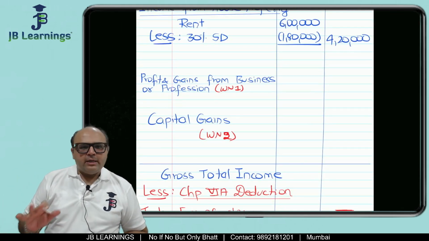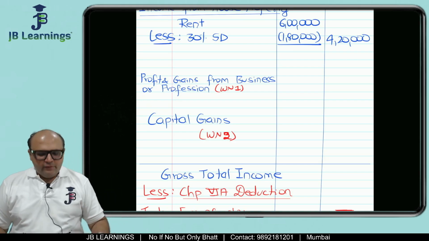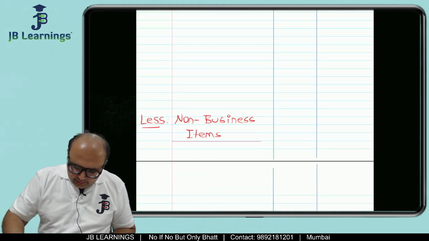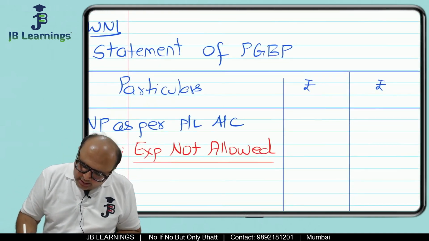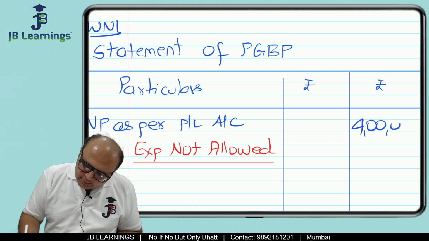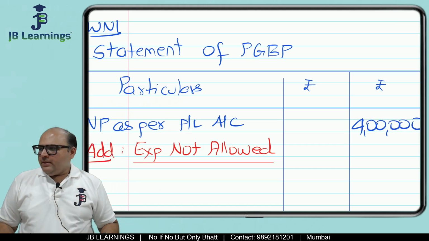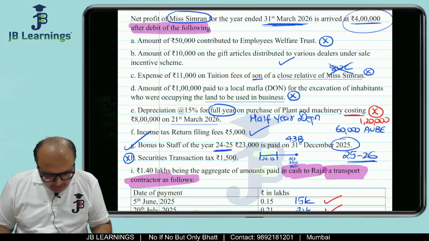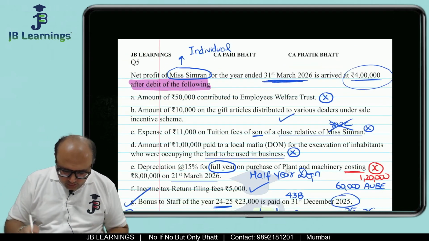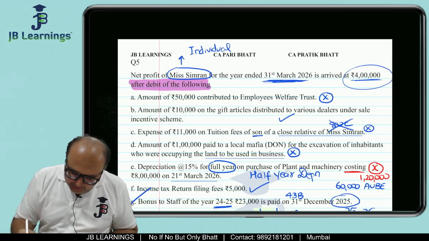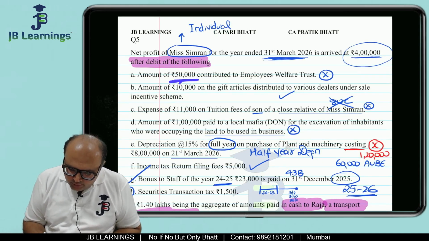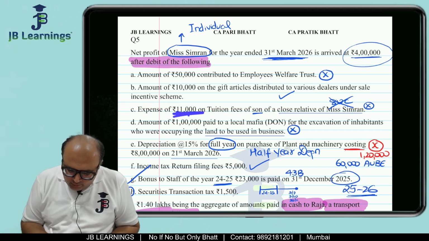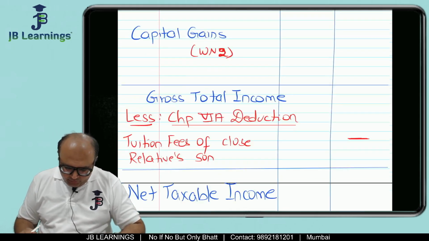Now friends, profit and gains from business and profession, we need a working note. So now friends, 4 lakh is the amount as per PNL. So net profit as per PNL is 4 lakh. Then what we do is add expenses which are not allowed. Now which are the expenses which are not allowed? So friends, the first expense which is not allowed, 50,000 contributed to employees welfare trust and 11,000 as tuition fees.